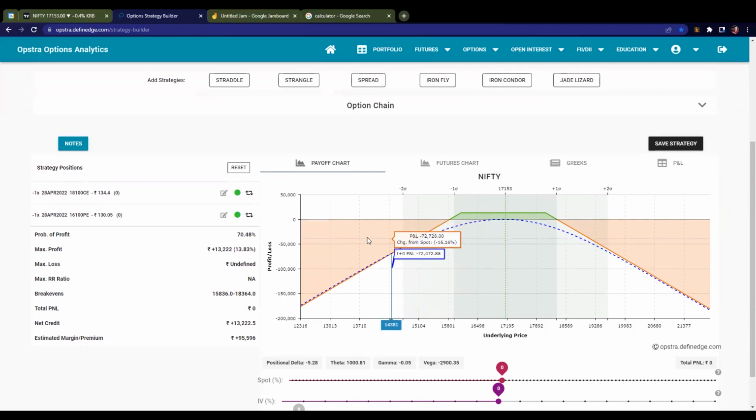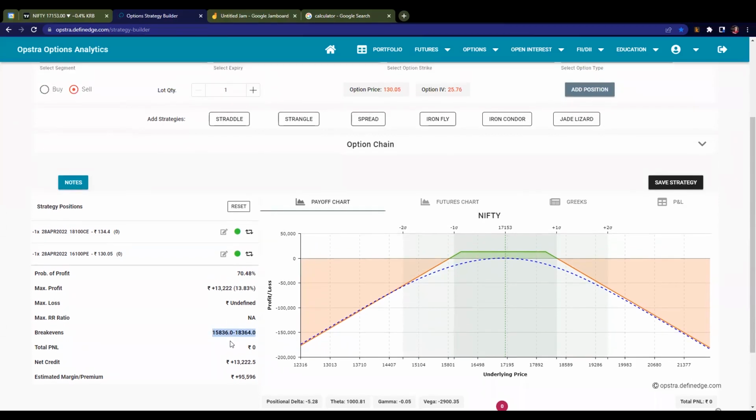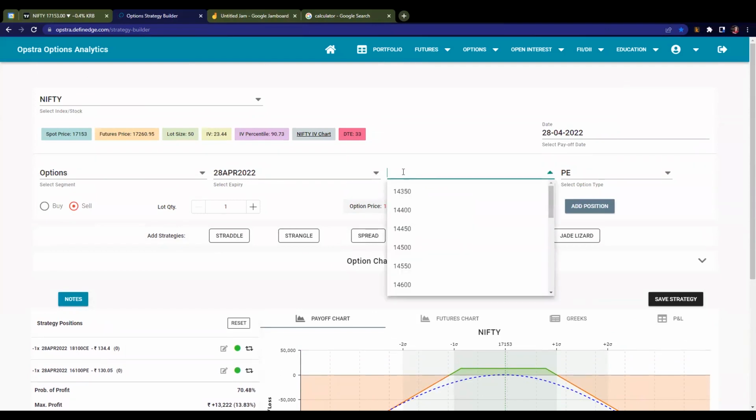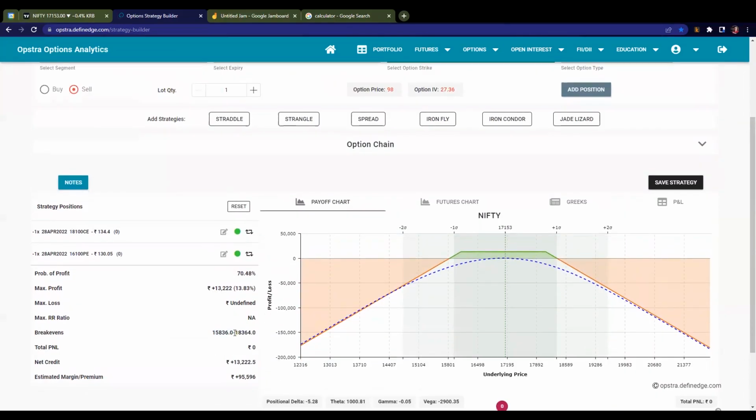So what you need is to buy a put option here and a call option this side, so that this part flattens and your loss becomes limited. Now how to decide what should be the strike price of buying that option? Generally people buy the options at these break-evens. So for us it will be 15,800 and 18,000, let's say 15,800.